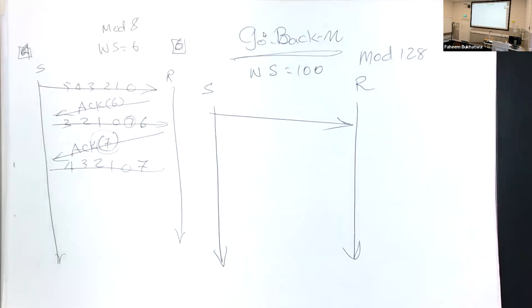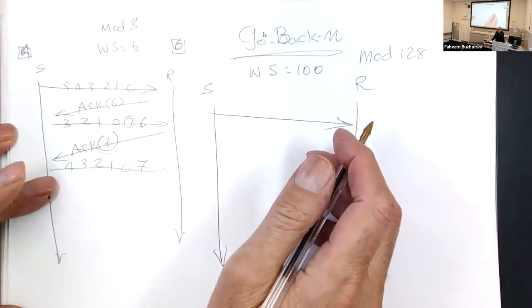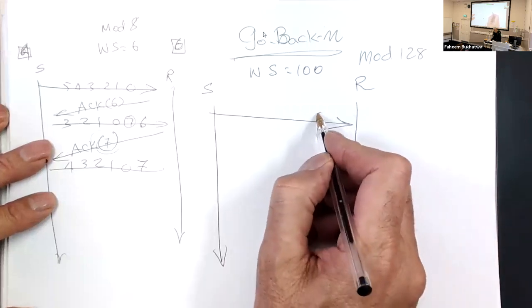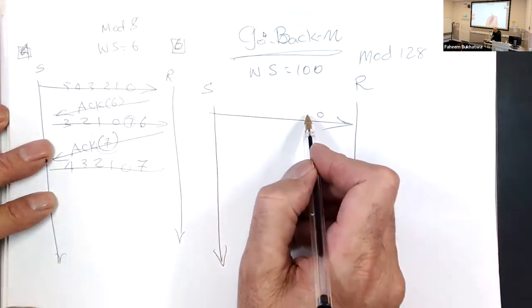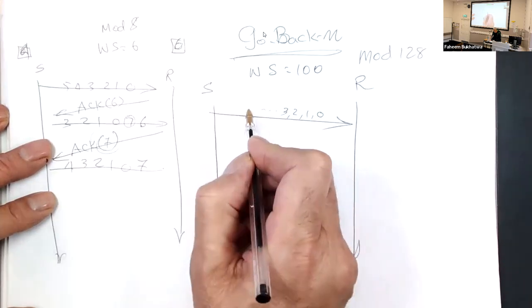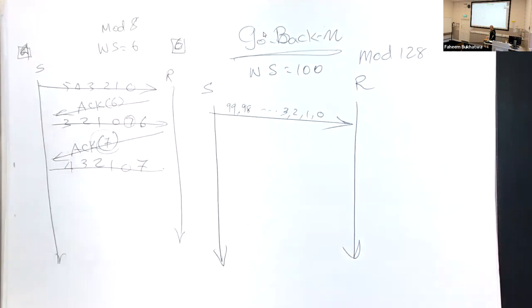Right. If you're unable to work this thing out, it's a definite exam question. Make sure you know how to work it out. So this sender will send 100 frames starting from number 0. So they'll send 0, 1, 2, 3, all the way to 98, 99. 100 frames, which is normal. Window size 100 is quite normal in network communication.